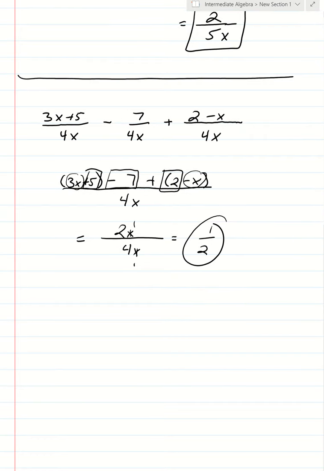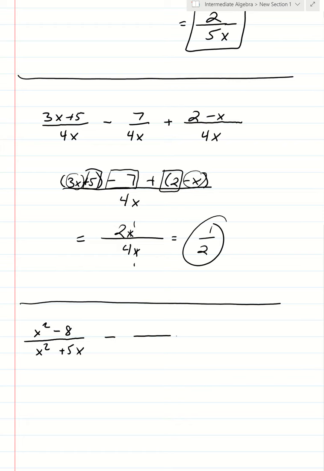Let's try another one. Let's say we have x squared minus 8 over x squared plus 5x, minus 7 minus 2x over x squared plus 5x. Now, once again, these two rational expressions already have the same denominator. So we are going to keep that denominator.